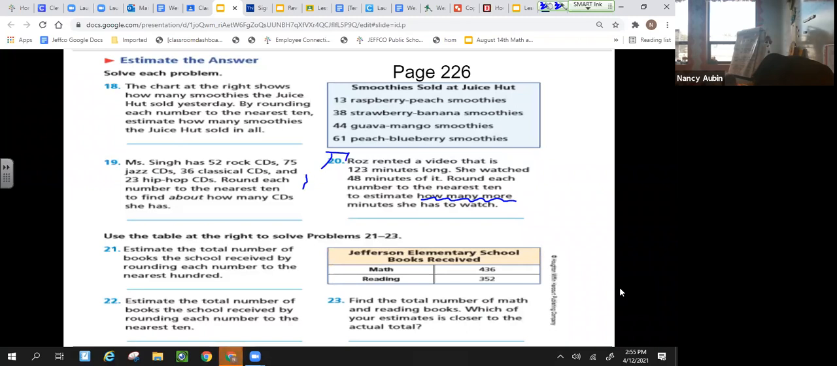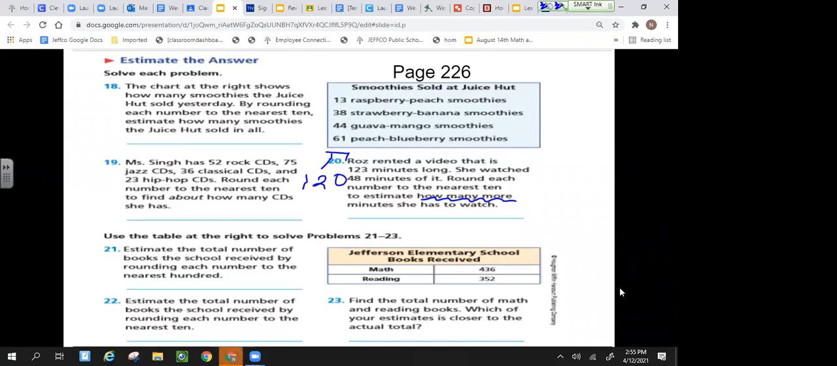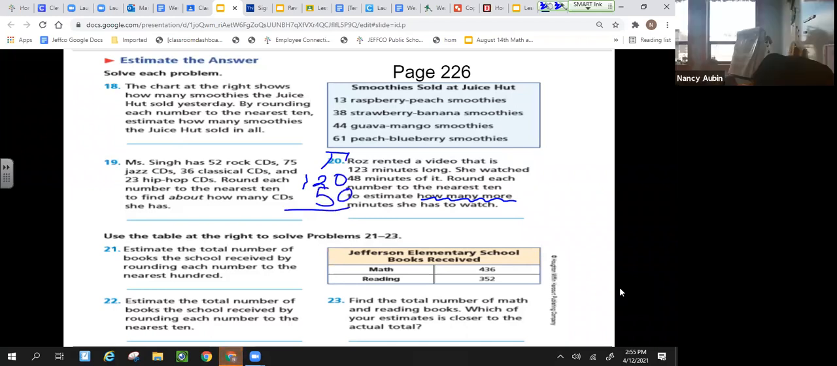So I have to round 123. And you know what I'm going to do? I could round it to 120, and then round my 48 minutes to 50 and subtract. Or if I wanted just more of a general idea, I could round the first one to 100 and subtract. Which one do you think is going to give me a more accurate estimate? Which one, Lennox? 120 minus 50. It's closer, right? It's going to be more accurate. So let's go with that one.